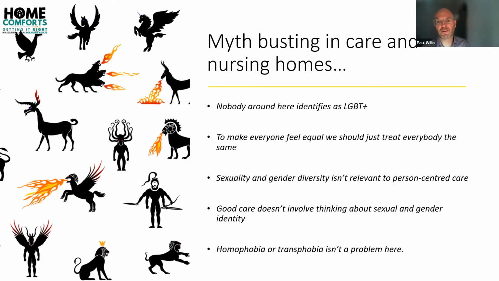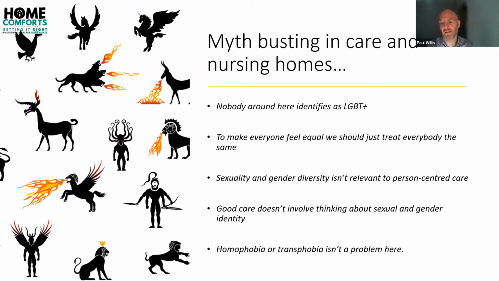The second claim there: to make everyone feel equal, we should just treat everybody the same. And if you're working in health and social care services, you've probably heard this claim from other staff as well, that equality means we treat everybody the same. And again, we heard this from care home and nursing staff that we were talking to across the first project. This idea that if we treat all residents the same, we give everybody the same kind of treatment and the same resources and level of support, then we'll level up and we'll achieve equality.